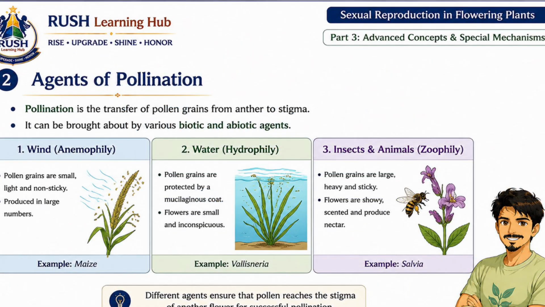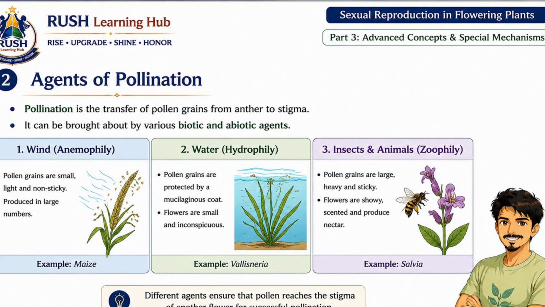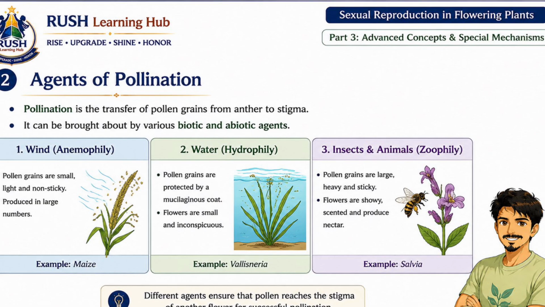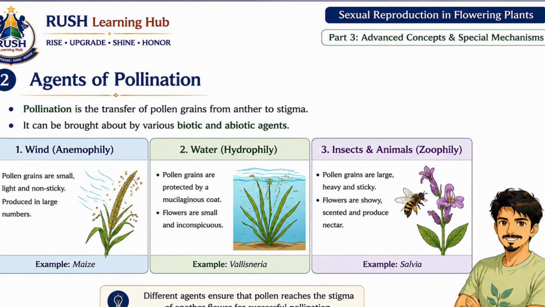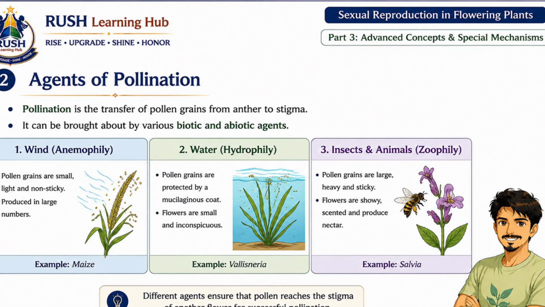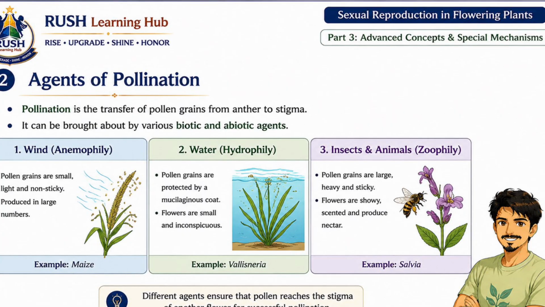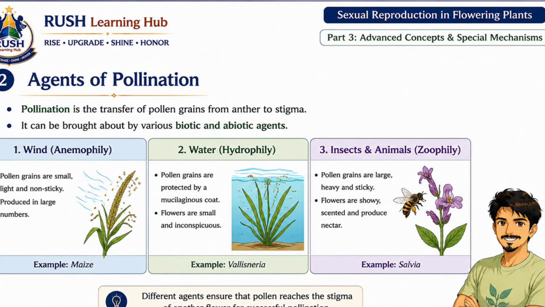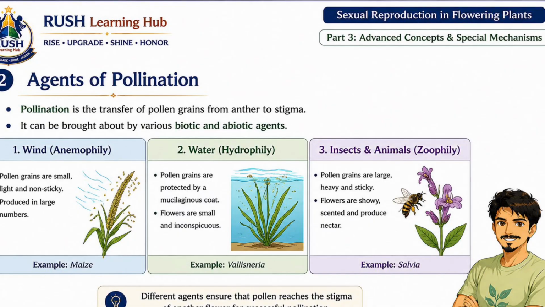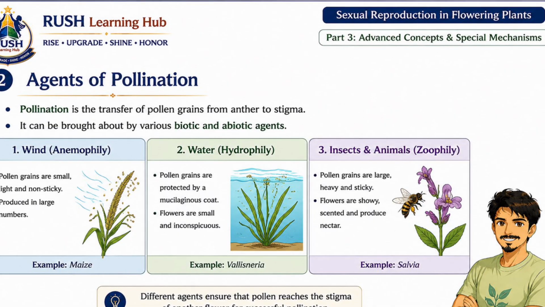Now let us study the agents of pollination. Pollination is defined as the transfer of pollen grains from the anther to the stigma of a flower. It is an essential step in sexual reproduction because fertilization cannot occur unless pollen grains reach the stigma.